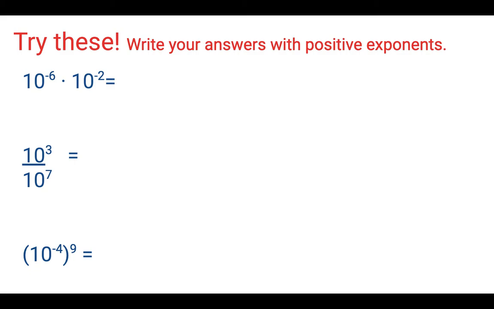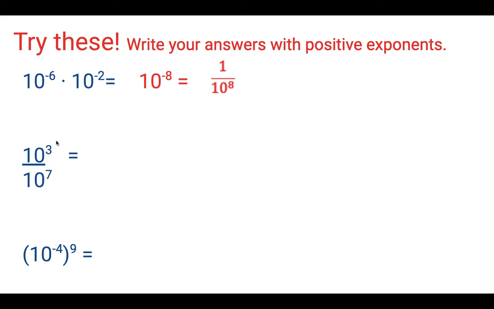All right, let's go through these answers. Okay, we're multiplying powers. So what we have to do is add our exponents. Negative 6 plus negative 2, we have like signs, so we're going to add them together. So it's 10 to the negative 8th. But we have this negative exponent. We want to make it positive because that's what the direction tells us. So I need to do the inverse of this. So it's going to be 1 over 10 to the 8th. Remember, when we bring this down to the denominator, our negative exponent now becomes positive.